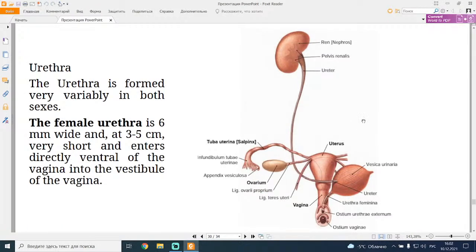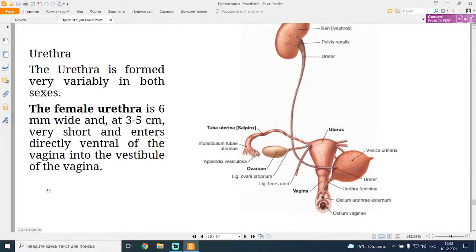Urethra. The urethra is formed very variably in both sexes. The female urethra is 6 millimeters wide and, at 3-5 centimeters, very short, and enters directly ventral of the vagina into the vestibule of the vagina. Short urethra, feminina.